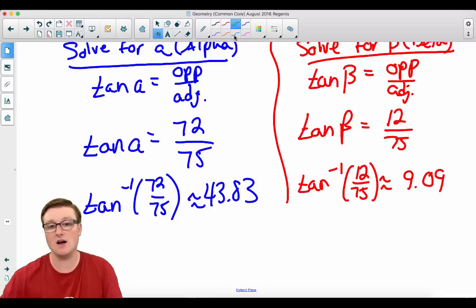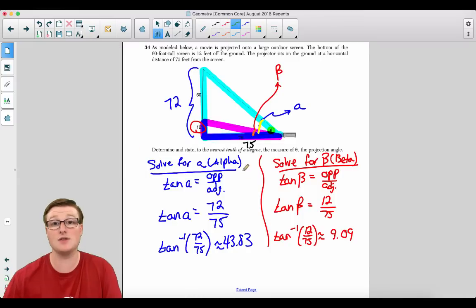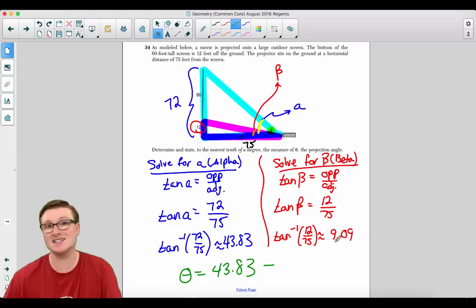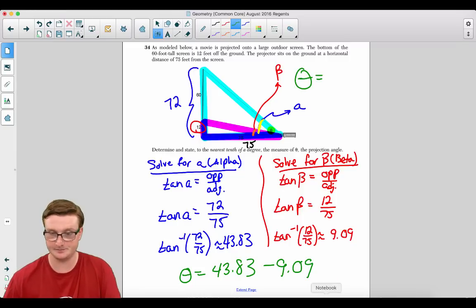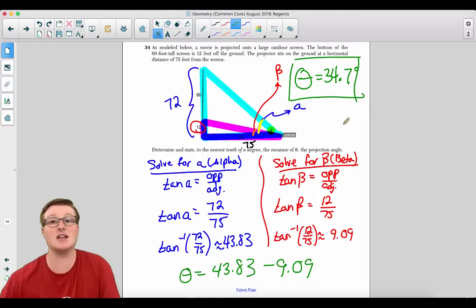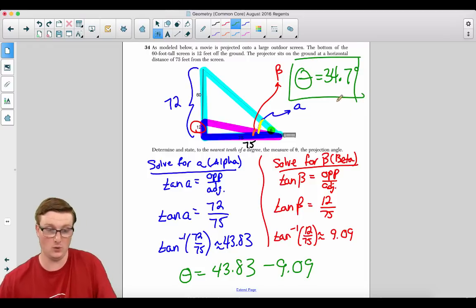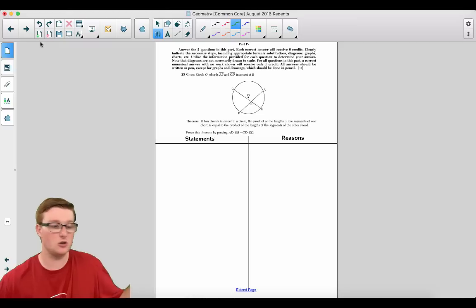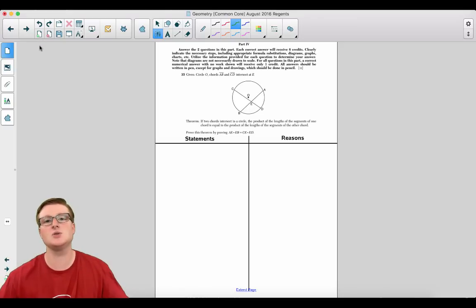So now in order to solve for theta, the little angle that you see there, we need to take 43.83 and subtract the little angle, which is 9.09. When you do that, theta is going to equal 34.7 degrees. So that is the answer to question number 34. And that, ladies and gentlemen, is the conclusion of the part 3s. Now we're going on to the part 4s.